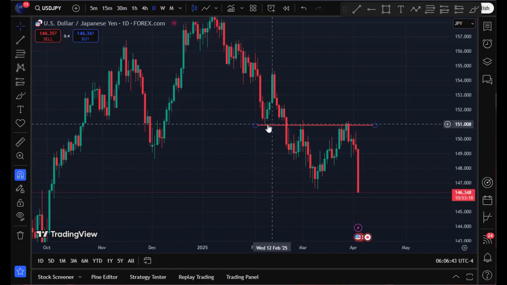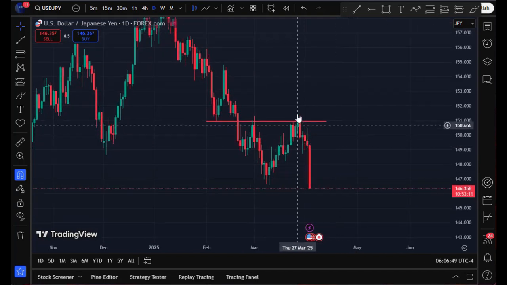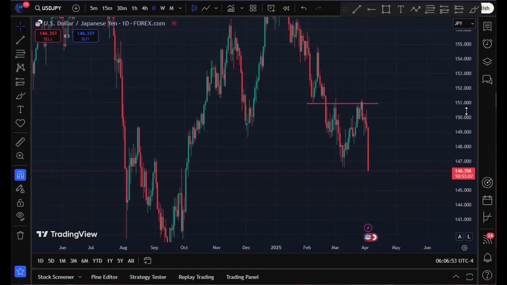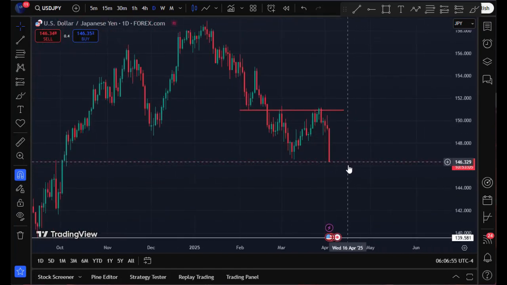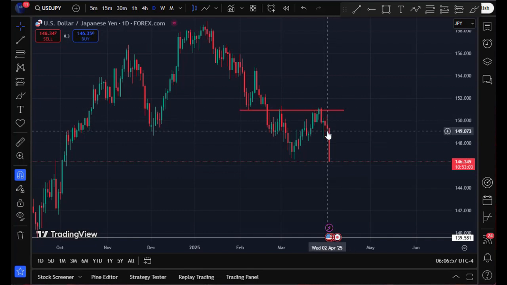We have a reaction from this level over here. Price went up, dropped down, broke below it, and has retested this multiple times. All right, so this is now giving us the understanding that price is bearish, and we want to trade in the direction of this pattern.